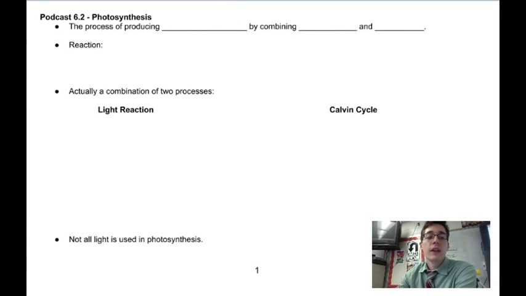Today we are going to look specifically at photosynthesis. Photosynthesis is the process of producing glucose. Notice the -ose ending here, it's a sugar, by combining water, or H2O, and carbon dioxide, CO2. This is a very general description of photosynthesis. There's a lot of steps that go into it, but we're going to be looking at, in general, from start to finish, what's the process, what do we get?